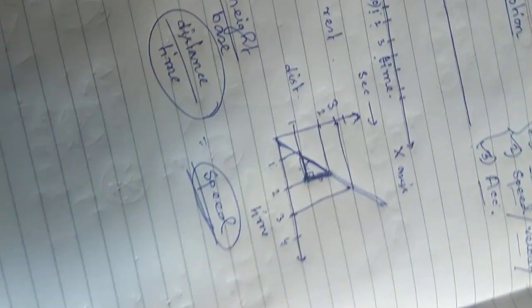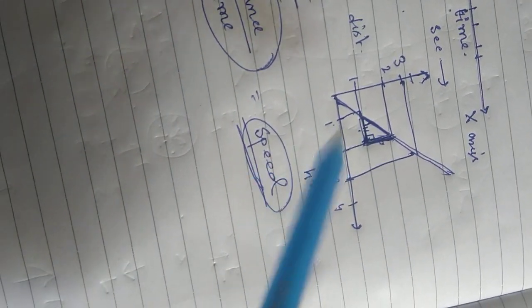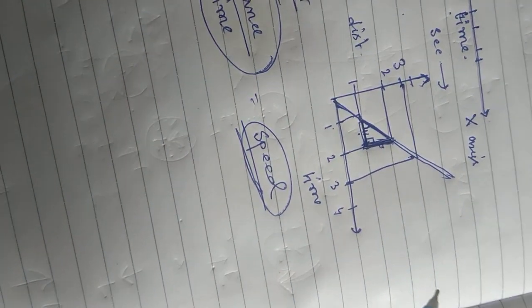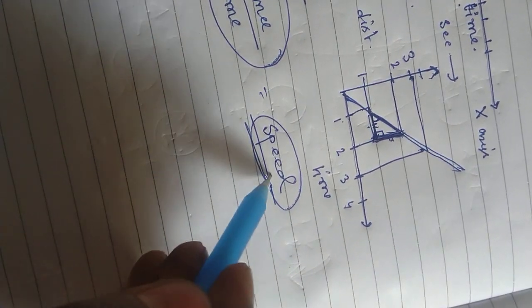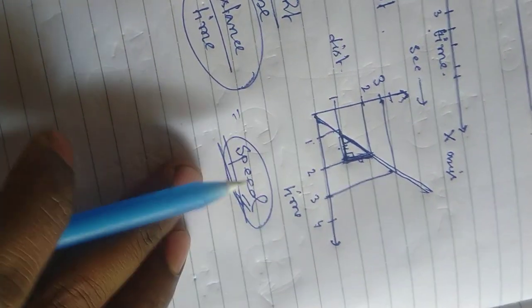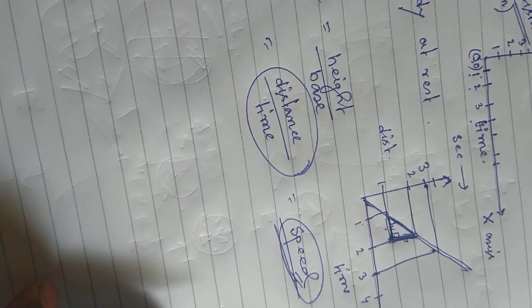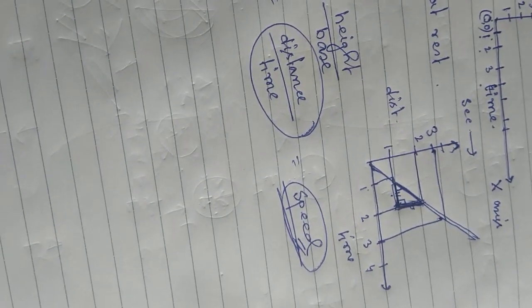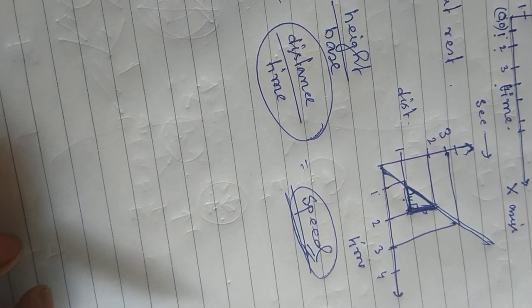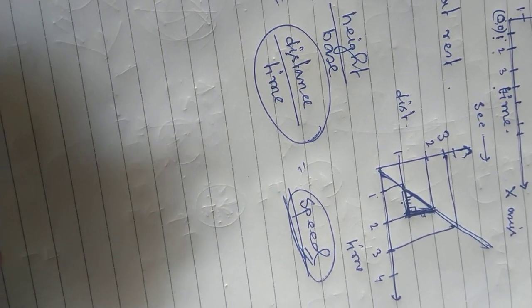So if we plot a distance time graph and we calculate the slope of the curve, then we can get the speed. From the distance time graph, if we calculate the slope of the curve, we can get the speed of that particular body. So this is the significance of the distance time graph.